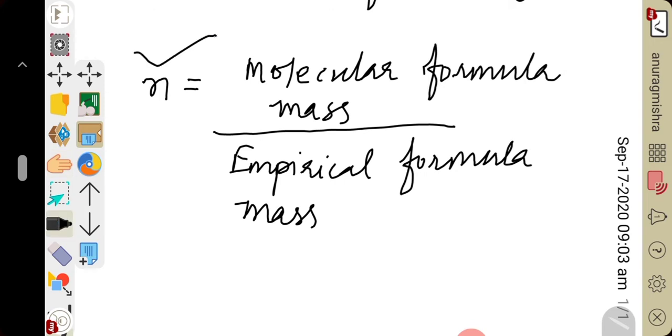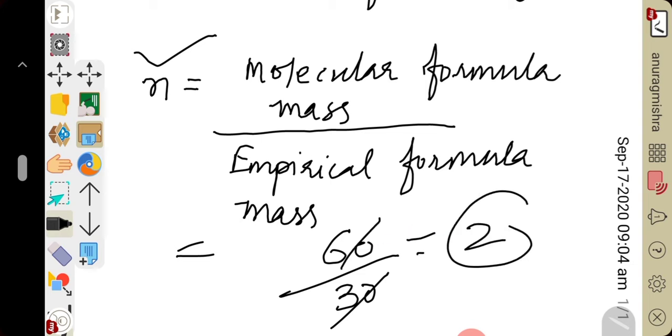For example, a simple example: if molecular formula mass is 60 for some compound and after calculating, the empirical formula mass you got is 30, then this value will come 2. The value of n will be 2. So how can you get the molecular formula of the compound? You can multiply the empirical formula by 2, because we all know molecular formula is equal to n into empirical formula, right?